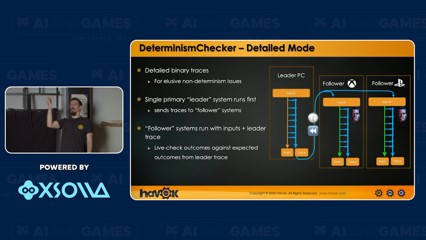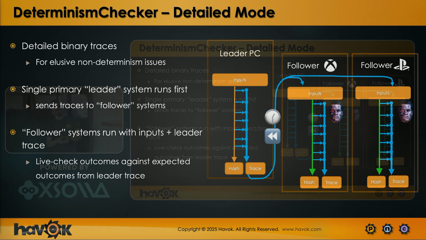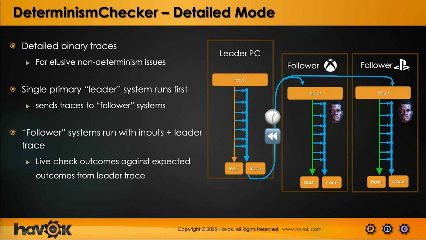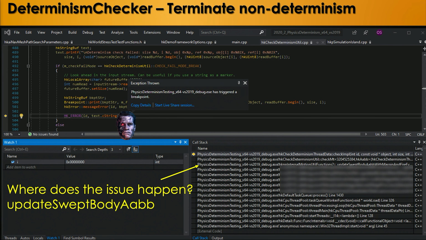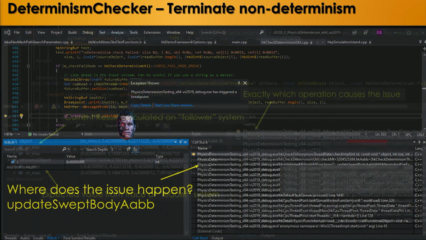We take this trace and send it back in time to then have the determinator next to the runs, and it checks, hey, your output of this function, is it what I recorded before? And if not, it shoots it in the head. Shooting in the head is having a debug break, and you have your debugger attached. You can attach your debugger. You see the source code, and you see what's going wrong.